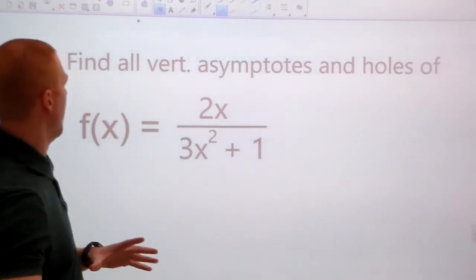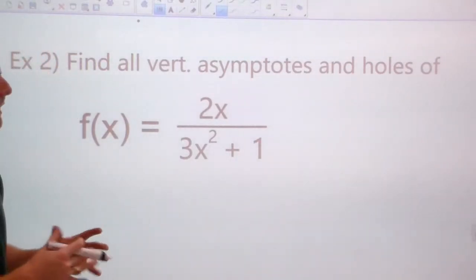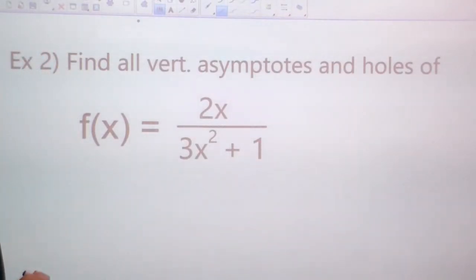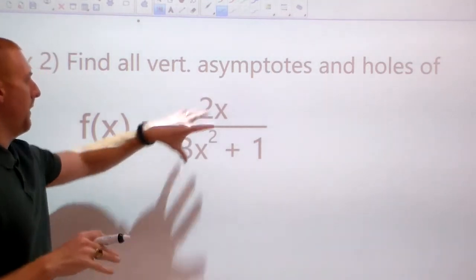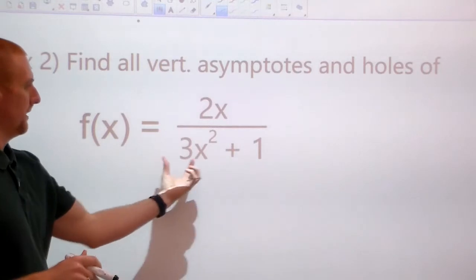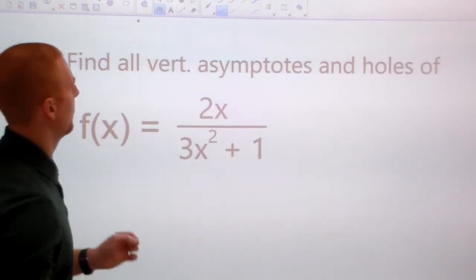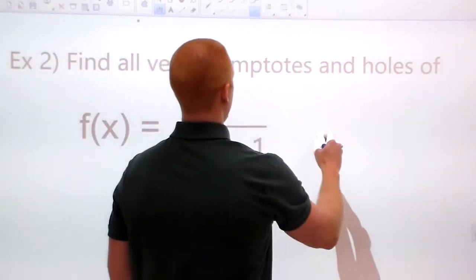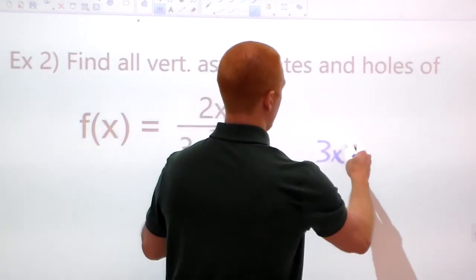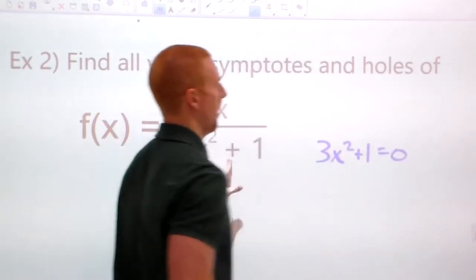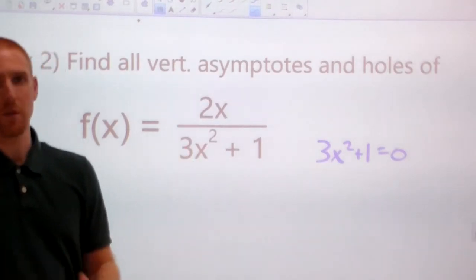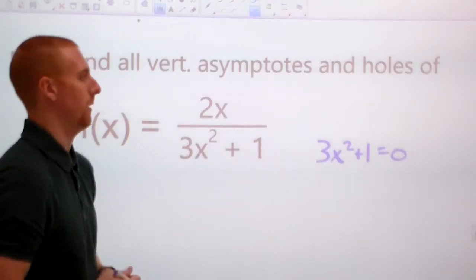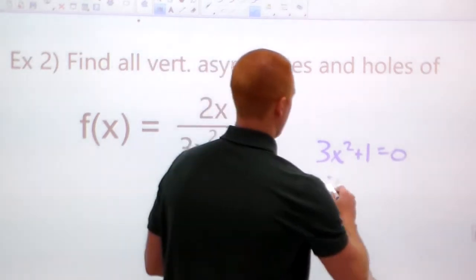Next example says to find all vertical asymptotes and holes. So same directions, new function. All right? This is going to be kind of interesting. So there's nothing to factor on the top. There's really nothing to factor on the bottom. So I'm going to go ahead and skip to the part where I take my denominator and set it equal to 0 and try to figure out where any problems will happen. I mean, there's an x in the denominator, so there's got to be some value of x. If I plug it in, I'm divided by 0. So let's find that and see where it is.